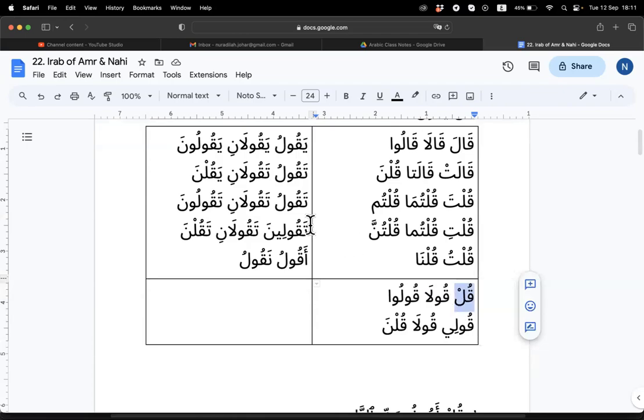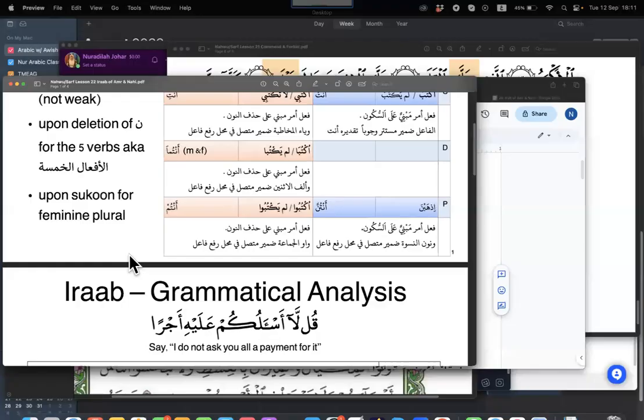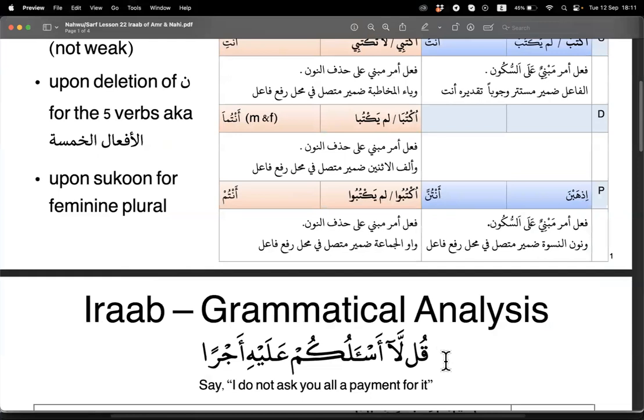So how do we do the i'rab of kul? It is fi'il amr, and then what do we say? Fi'il amr anta. Is fi'il amr marfu, mansub, majzum, or mabni? We made it majzum, but in i'rab we say it's mabni. Remember that? Mabni ala sukun.